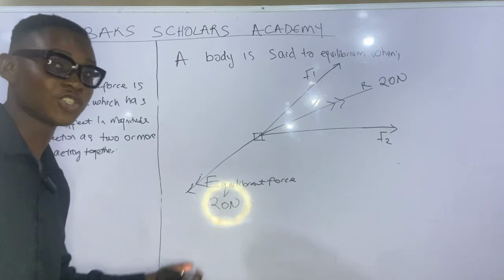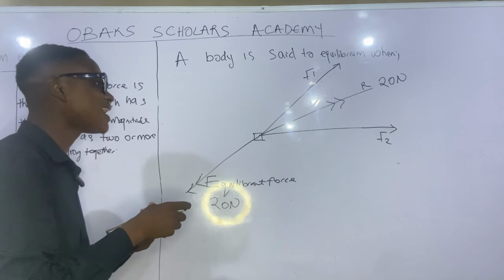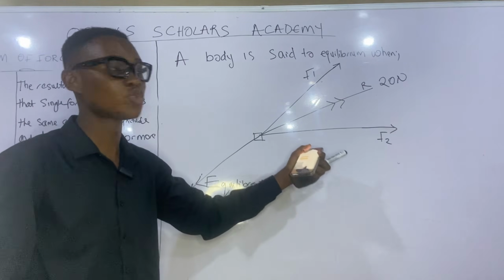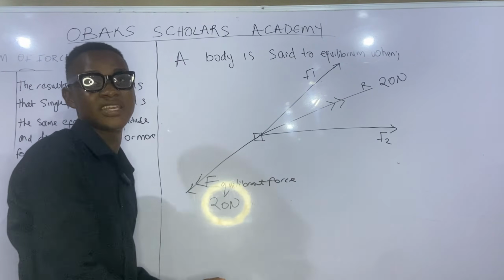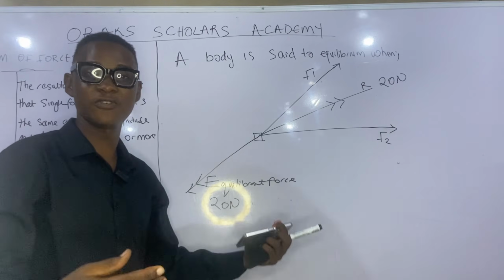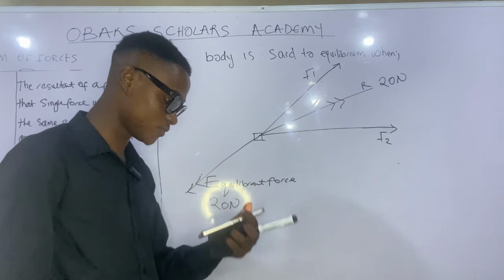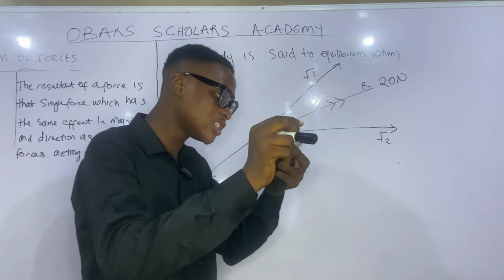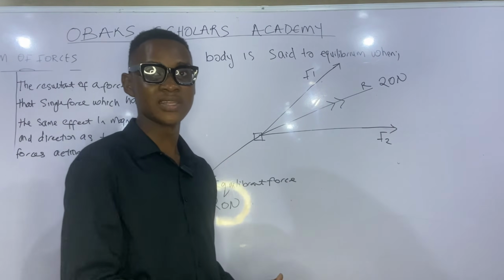And the function of that equilibrant force is to balance the other forces here, so as to keep this object in equilibrium. That's the function of the equilibrant force. So the equilibrant force of two or more forces is that single force which balances all other forces taken together.